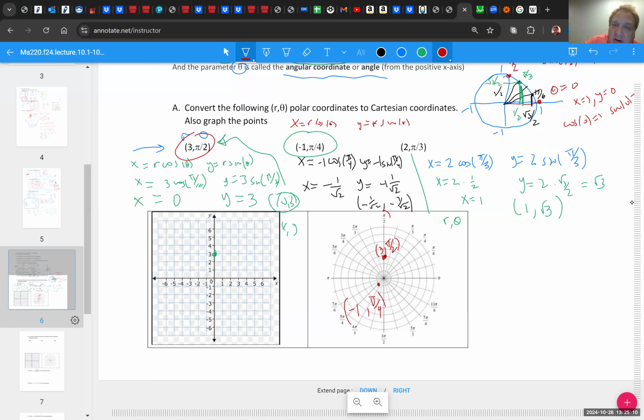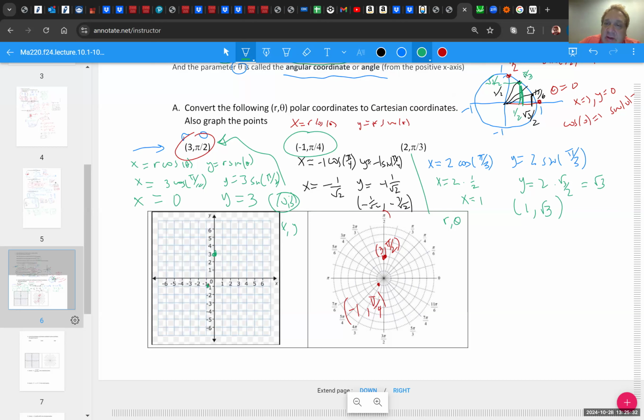And our Cartesian coordinate would be -1 over √2 and -1 over √2. 1 over √2 is about 0.7, so it'd be somewhere right around there. I guess it's in green over here. You can tell it's in the third quadrant in both situations.